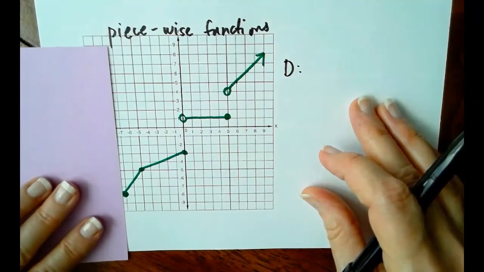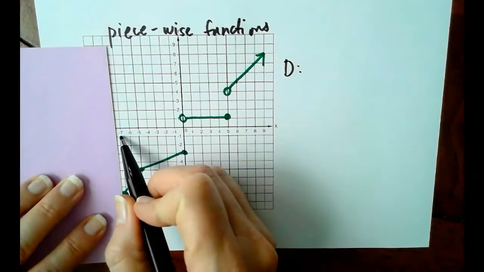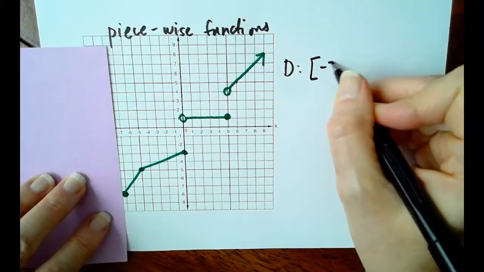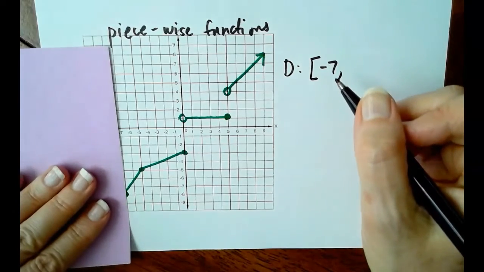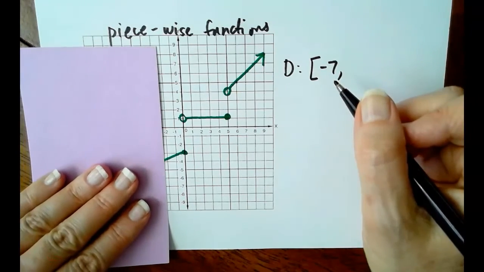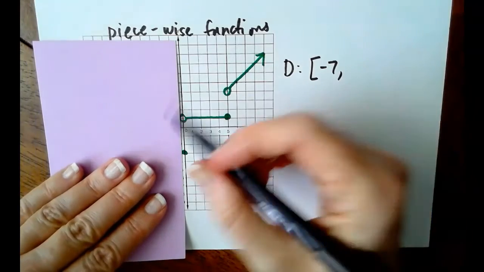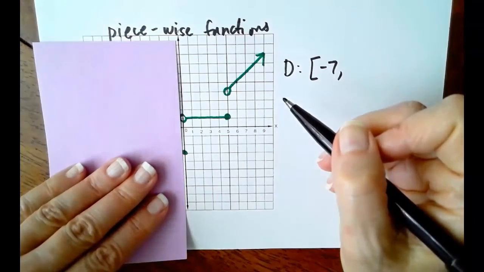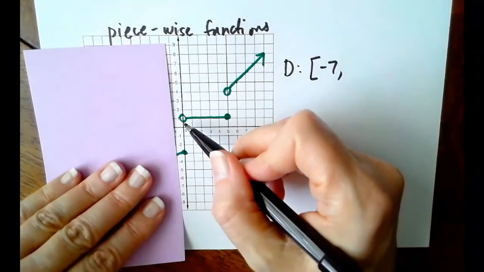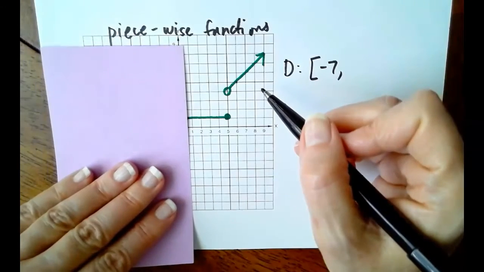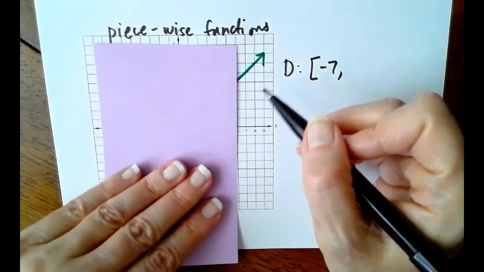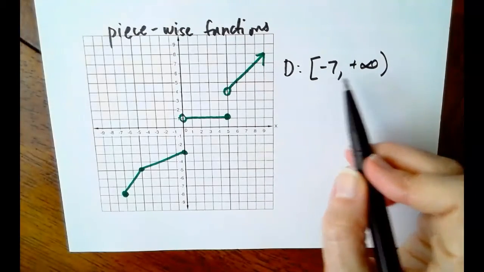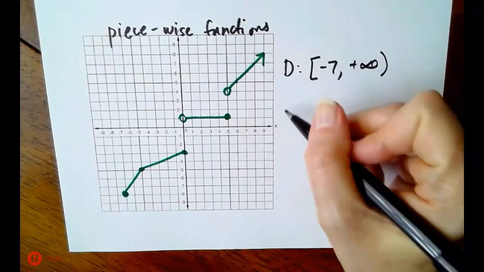our domain is starting at -7, and it's closed, so I will put that in brackets. -7. If we keep moving to the right, there are no gaps and no overlaps, no repeats. Remember, that open circle means it's not included, so we keep moving all the way to the arrow. So the domain is from -7 to positive infinity.